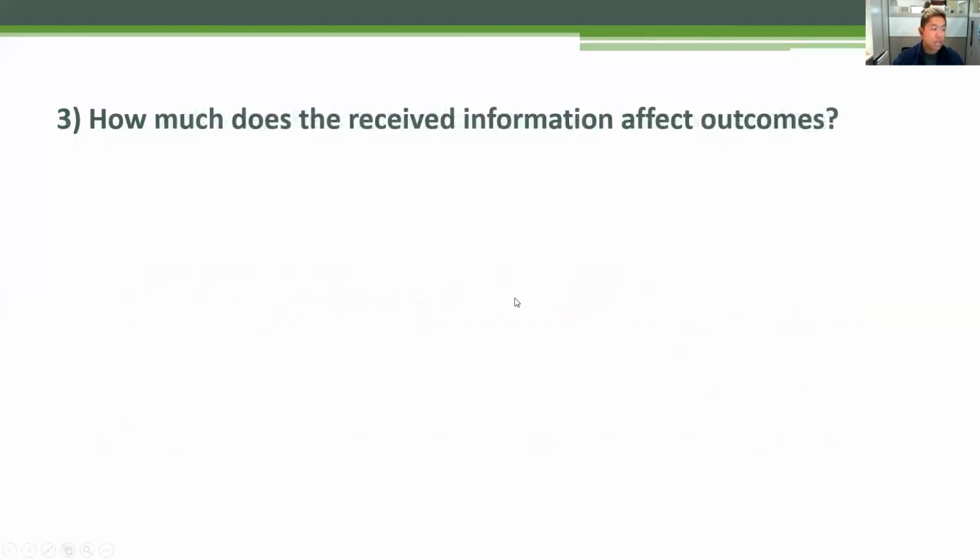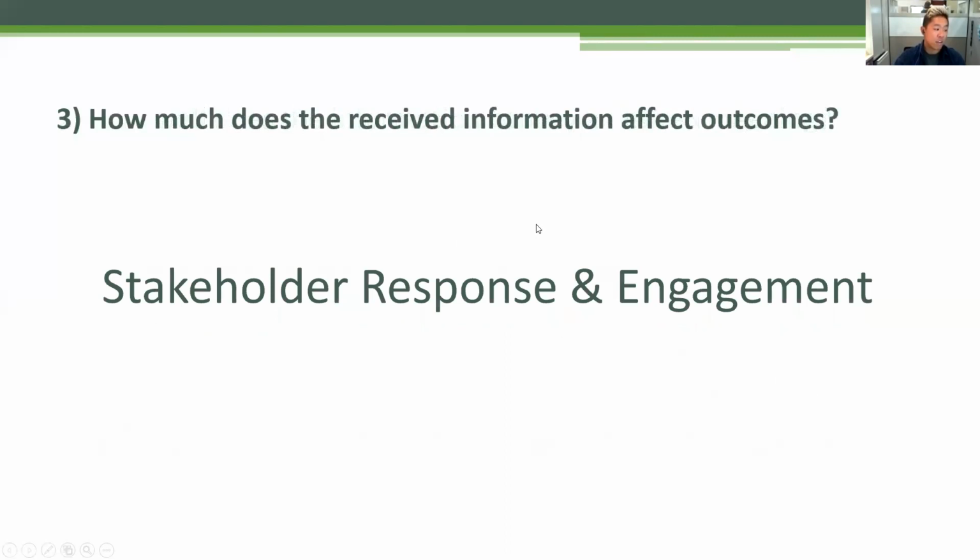And the third point was, how much does the received information affect outcomes? So this will eventually lead to stakeholder response and engagement. Essentially, you have a positive momentum thing going, where once you have stakeholders engaged, and from there you have your program, and it's successful, and you report information about how successful it was, then you can in turn create more positive momentum and have a positive stakeholder response. And in turn, that also leads to more stakeholder engagement.